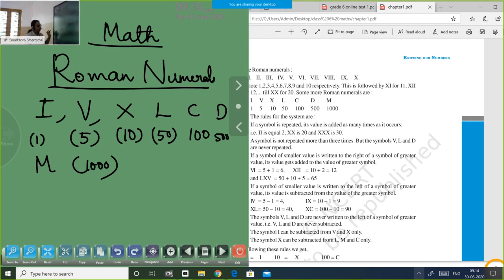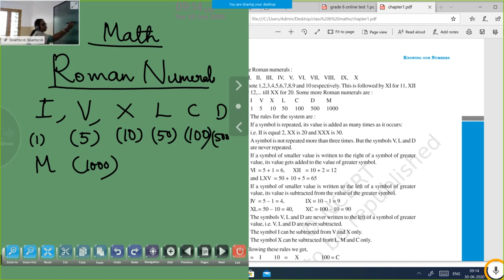Yes. Now, write it down. Some rules are there for how to write the Roman number. First write down the Roman numbers up to 1000 and in brackets write the numbers also. I means 1, V means 5, X means 10, L 50, C means 100, D means 500 and M means 1000. Write it down, children.